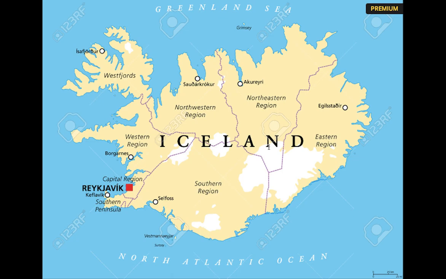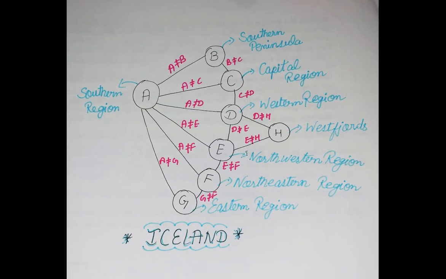So to simplify it, I converted it into a tree structure just so that I can understand the constraints properly. A simplified version of this one is here. This is my Southern Region, and it is connected to Southern Peninsula, Capital Region, Western Region, and then Northwestern Region, Northeastern Region, and Eastern Region, and then there is our West Fjords.